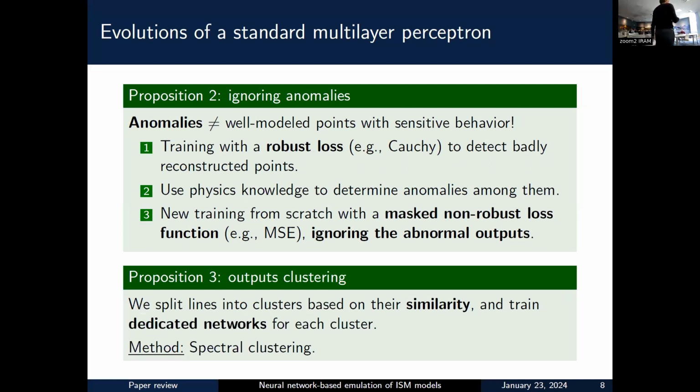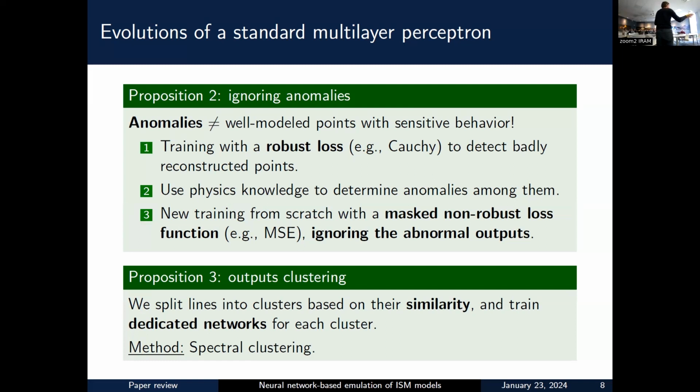The third proposition is to make output clustering, which means that we can split the lines into clusters based on their similarity. The point is that we cannot train one network per line because it will be too time consuming. But if you train a network to approach all the lines, some lines correspond to very different behavior. So something which is more interesting is to train several networks, for instance, 4 networks that are dedicated to lines that are very similar in different clusters.